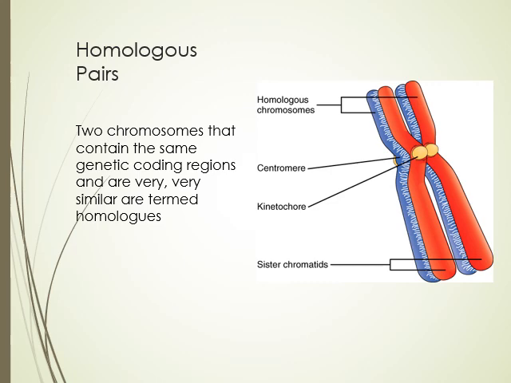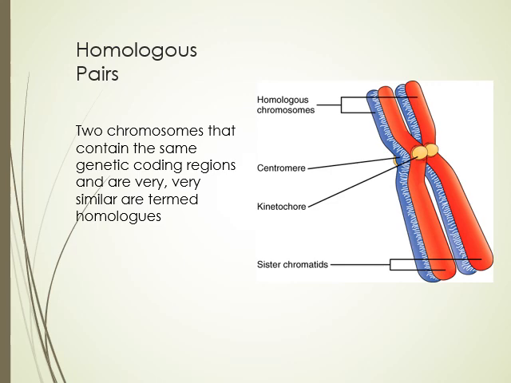2 chromosomes that have the same genetic coding regions, the same instructions, are going to be called homologs. So here you have this red one, here you have this blue one. These are going to encode for about the same genes, but they may have slight differences, very small differences. So homologous chromosomes are very, very similar to each other, but they could be different.